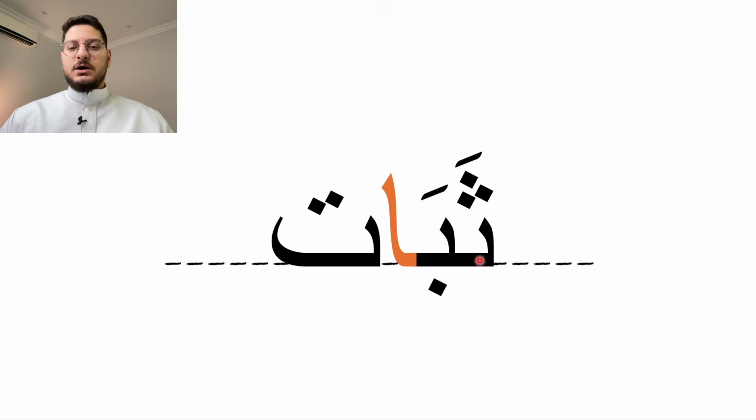Next one. Here we have the letter with three dots on top, so that's the tha. And then we have the letter with one dot below, so that's ba. With the fatha it becomes ba. And then we have the alif, this long stick in orange. It makes the ba twice as long, so it's ba, ba. And then what do we have at the end? We have the ta with no vowels, so it's just t. So let's read the entire word. We have tha, bat, thabat, which means stability.